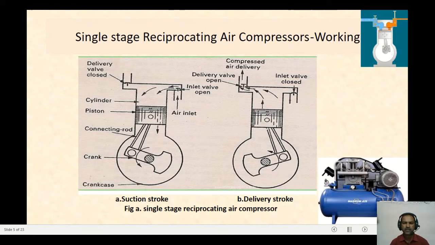Clear? The thing is that in the suction stroke, the piston moves from the top to bottom, the inlet valve will be open and the delivery valve will be closed, and due to high vacuum at a constant pressure, the air will be sucked into the cylinder. In the delivery stroke the piston is moving from the bottom to top, the inlet valve will be closed and the outlet valve will be open. Through this outlet valve, the compressed air will be delivered and stored into a pressure vessel. So this is the working principle of a single stage reciprocating air compressor.